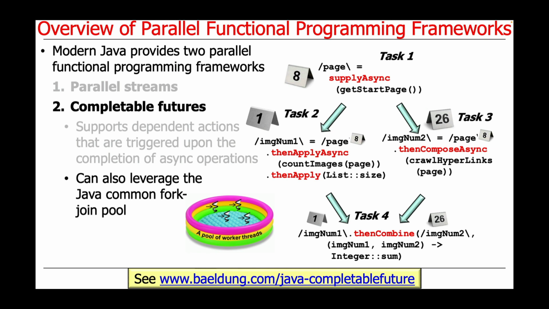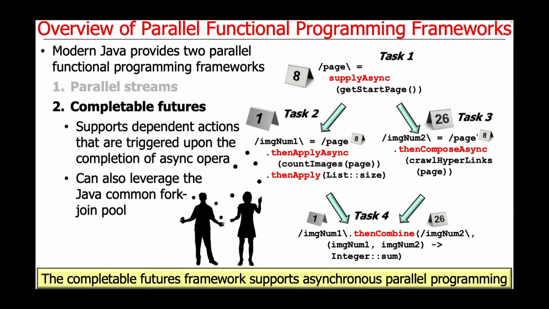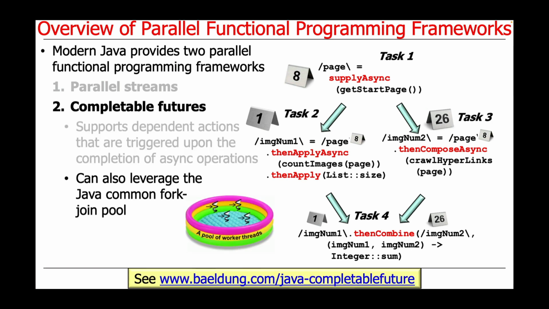Completable Futures can also leverage the Java common fork join pool. It doesn't have to. You can use other various types of concurrency. For example, you can use things like the Java cached thread pool or Java fixed size thread pools can be used. But most commonly, you just stick with the default, which is the common fork join pool.